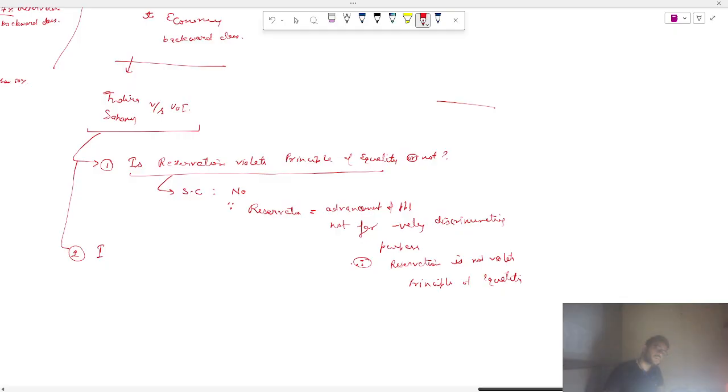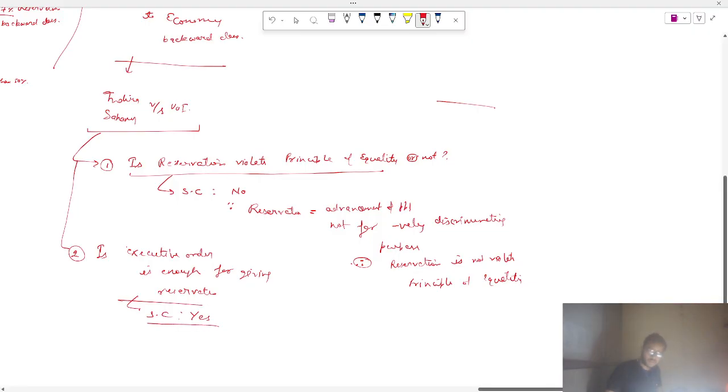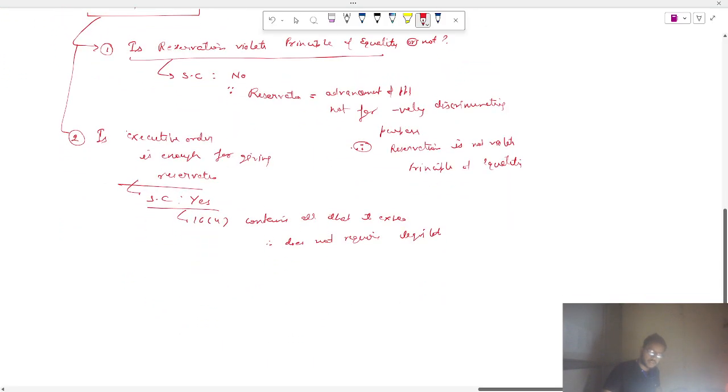reservation? Because I have seen that only the government has issued an order, not even passed in the parliament. So the question has been asked, is an executive order enough for giving reservation? The Supreme Court said yes, because Article 16 Clause 4 contains all that to extend, therefore it does not require the legislature. So they have also stated that a communal order is enough to give reservation to various communities.